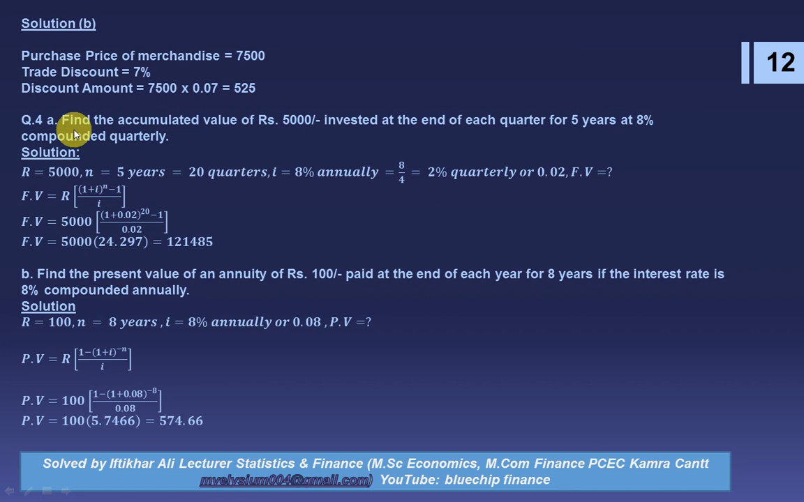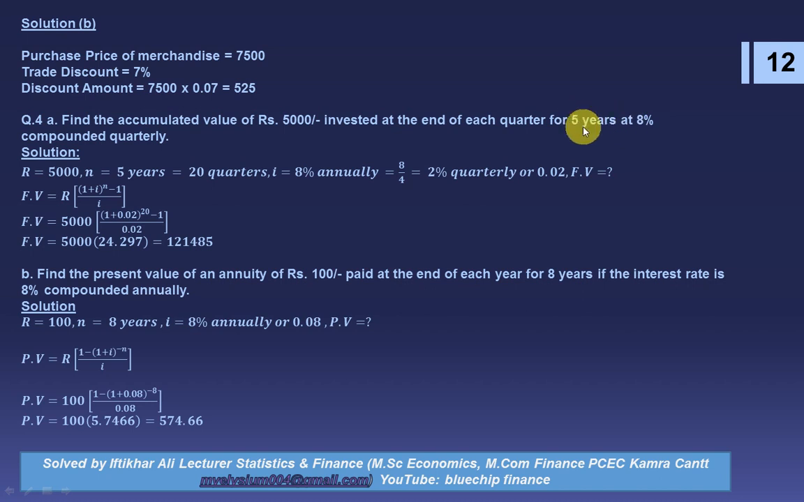Question number 4, part A, find the accumulated value of rupees 5,000 invested at the end of each quarter. So it is the case of multiple payments, so the annuity method should be applied. R is equal to 5,000 invested at the end of each quarter, so an ordinary annuity should be applied for 5 years at 8% compounded quarterly interest. So interest is quarterly compounded, so we should apply the quarters.